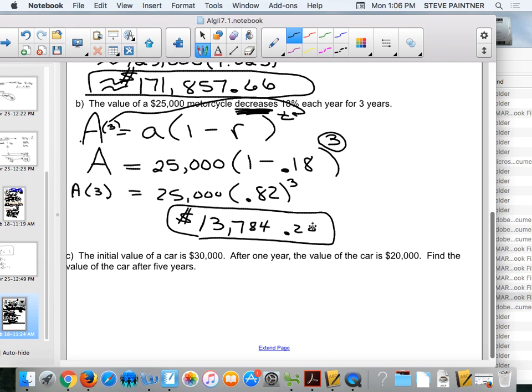$13,784. How do you get 0.82? Oh, well, 1 take away 0.18. Oh. Just if you subtract it, you get the 0.82. That would explain a lot.